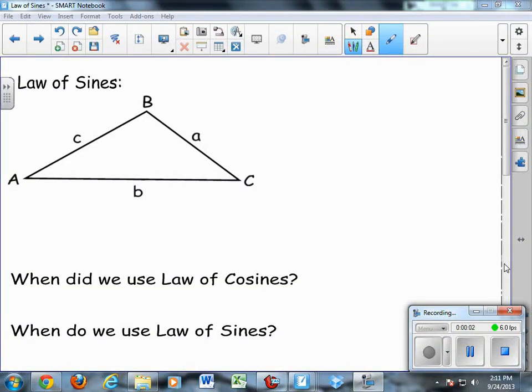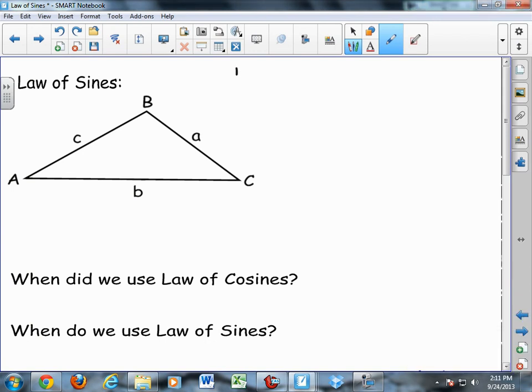We've done law of cosines. Now I want to talk to you about law of sines. First of all, let's recall that we have an area formula for a side angle side triangle that looks like this.